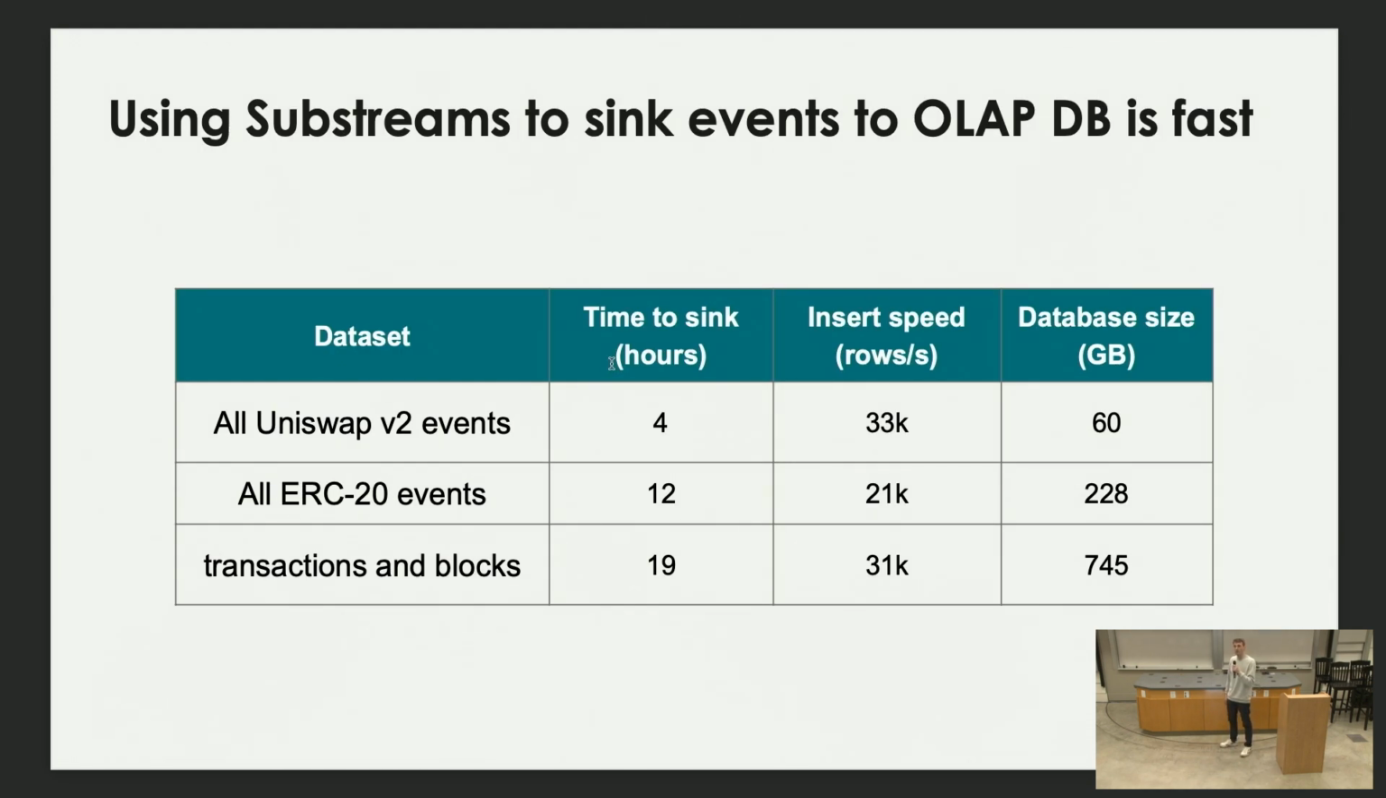Here are some numbers from some experiments that we've been running. With the solution that we made, we can sync all Uniswap v2 events in 4 hours. This is from when Uniswap was launched. We can get all ERC20 events on Ethereum in 12 hours, and we can get the metadata related to all transactions and blocks in 19 hours. I don't think there's any other solution out there that can provide this sort of performance.